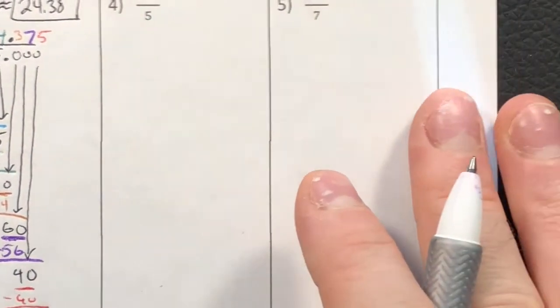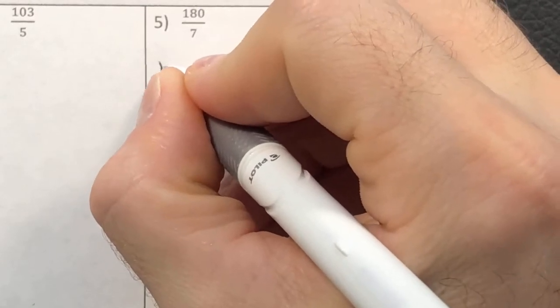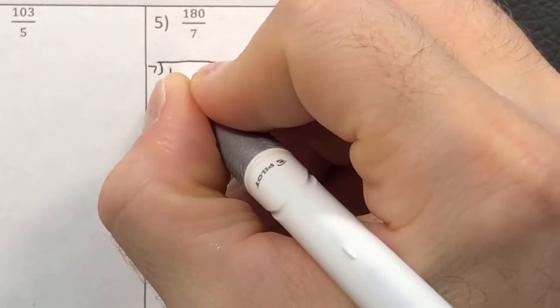Okay. So now why don't you go ahead and try out number 5. Go ahead, pause the video, unpause it when you're done, and see how well you did. Okay. Now you've had a chance to try it out, let's go ahead and set that up. I'm going to take 7, and I'll divide that into 180.